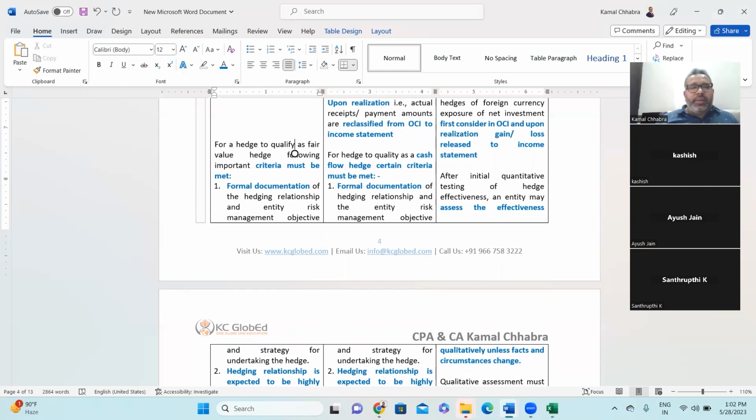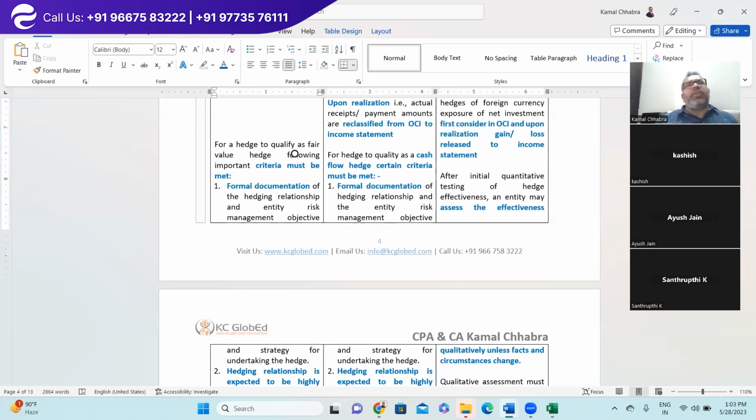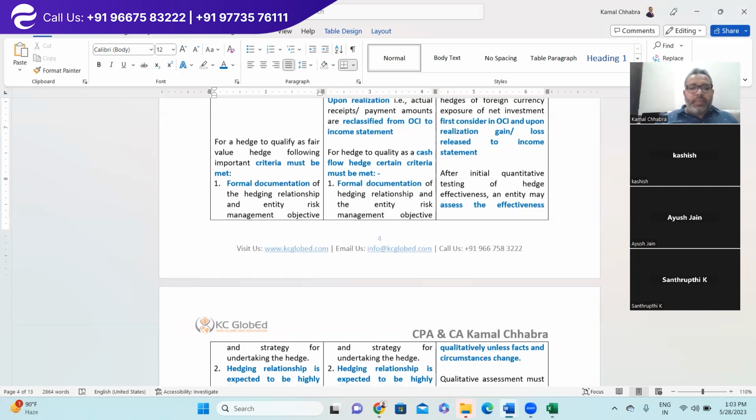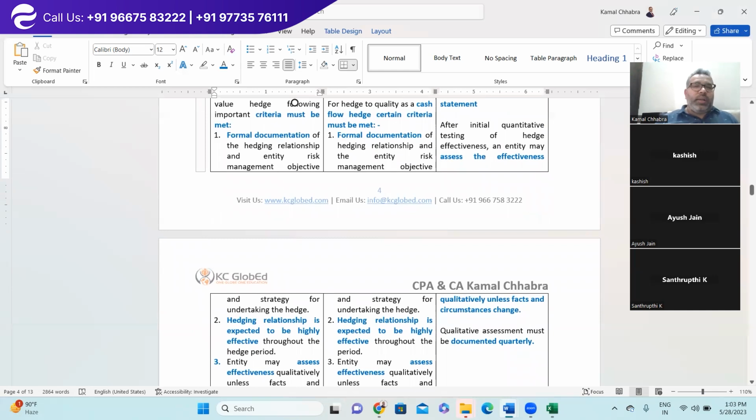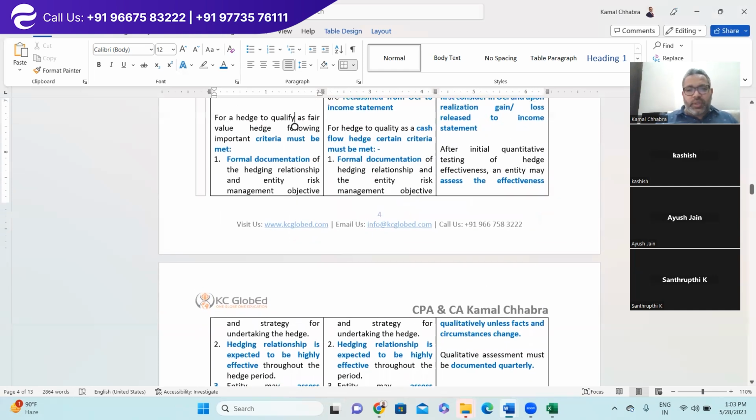If you are entering into a hedging transaction with the bank, then what is the underlying asset? What is the current value? What is the future value? Respective documentation of that. What kind of arrangement you have with the customer? What kind of arrangement you are making with the bank? What is the rate agreed between you and the bank? All things need to be formally documented: the hedging relationship of the entity, management objective and strategy for undertaking the hedge. You need to make sure everything is properly documented for a transaction to qualify as a fair value hedge.